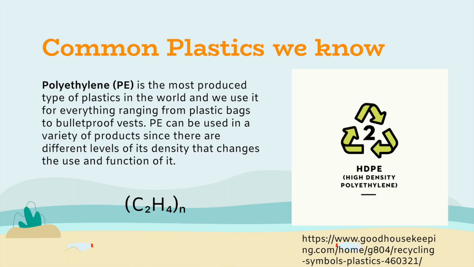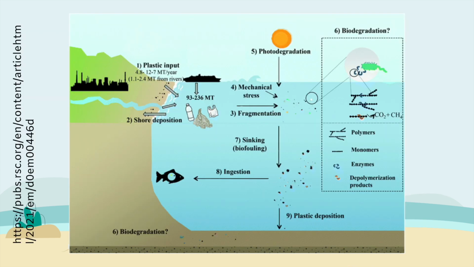Some common plastics we all probably know would be polyethylene, as I previously mentioned. PE for short is the most produced type of plastic in the world, and we use it for everything ranging from the plastic bags we use at the grocery store to even bulletproof vests, which I'm not sure if many of us have used, but PE can be used in a variety of products since there are different levels of its density that changes the use and function of it. PE usually has a number 2 on it, and you could tell it's PE because it has the word PE on the list of recyclable plastics. Here's a picture of some of the topics I'll be talking about, such as photodegradation and mechanical stress.